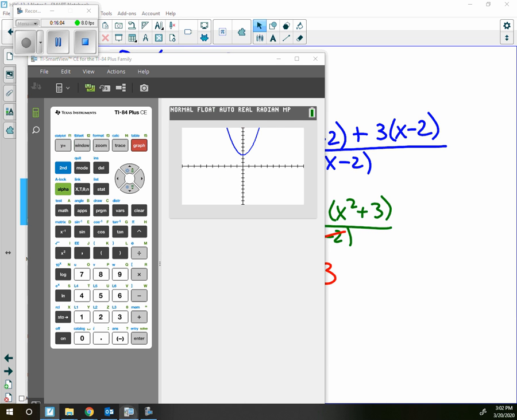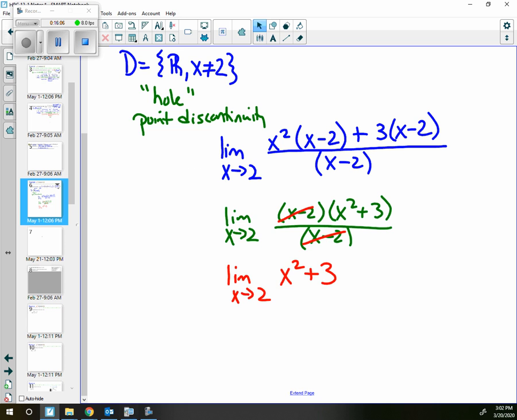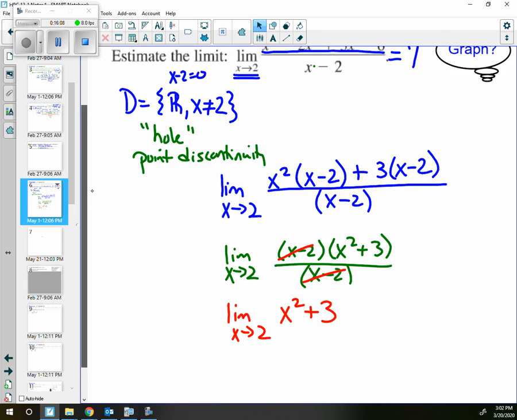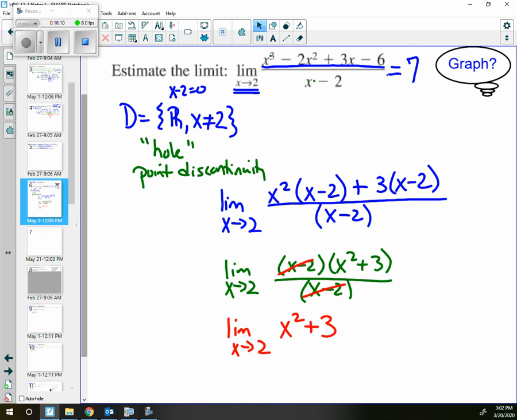Again, we have a hole right at 2, but how can we get the 7 from this? So we guesstimated the 7 from looking at the graph. Can you see how we could get a 7 as we're looking at x approaches 2 from this expression? What if we just plugged in the 2 now that we can and evaluated that? Wouldn't that give you the 7? And that's going to be our direct substitution that we're going to be able to deal with.